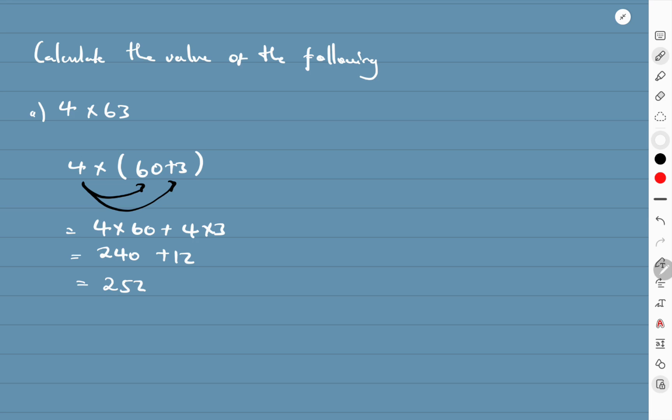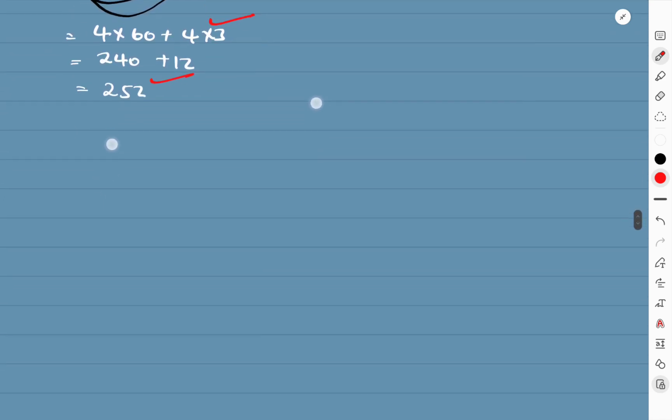I got my value without using a calculator, meaning I'm going to get a mark for changing that 63 into a 60 plus a 3, so that I can use the distributive law. Then I am also going to get a mark for using that particular distributive law for multiplying the 4 by the 60 and the 4 by the 3, then 1 mark for the final answer, which is 252, without using a calculator. Right, let us look at B.